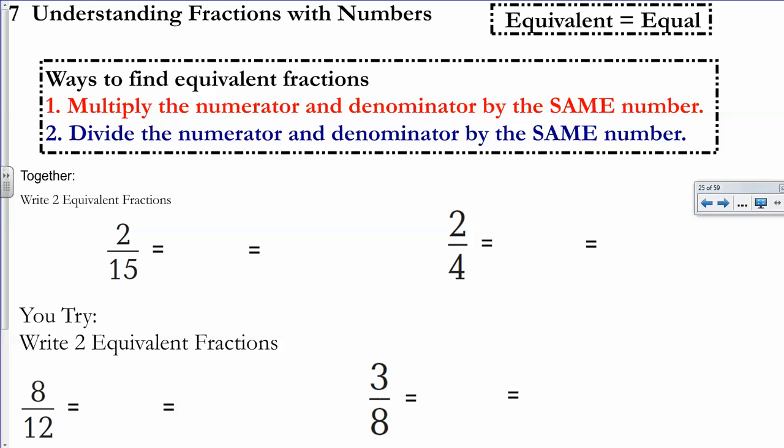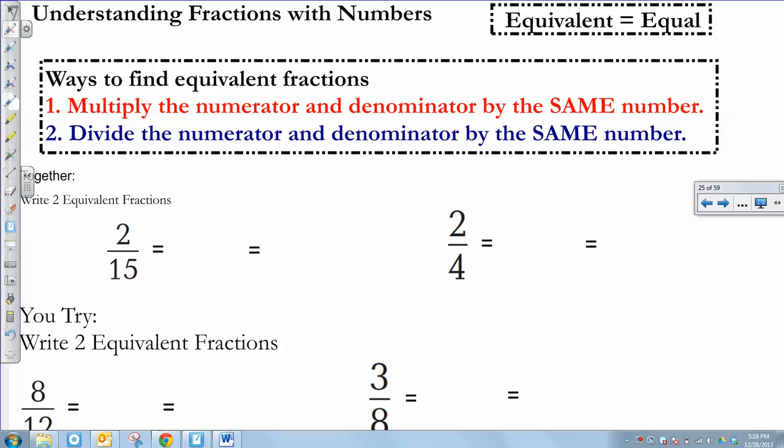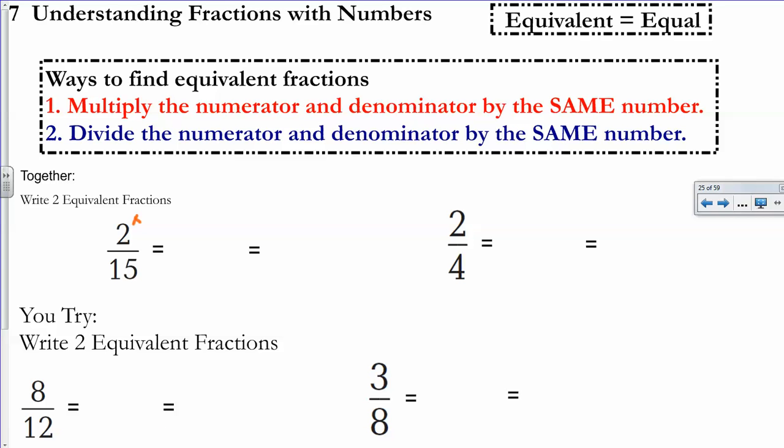So I have 2 ways that I can write equivalent fractions. My first way is I can multiply the numerator and denominator by the same number, or I could divide the numerator and denominator by the same number. So with this one, 2/15, I can multiply, we're just going to multiply each one by 2. So that would be 2 times 2 is 4. 15 times 2 is 30. So these represent the same fraction.